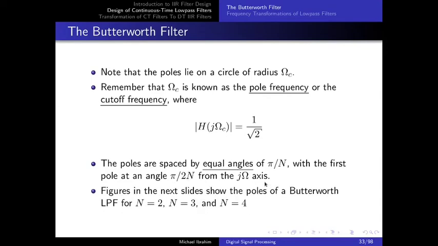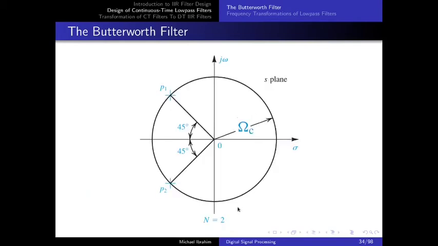The next few figures will show the position of the poles for a Butterworth low-pass filter for n equals 2, 3, and 4. For n equals 2, we have two poles, so the poles are separated by an angle pi over 2, which is 90 degrees. As you can see, pole 1 and pole 2 are complex conjugates of each other. So a circle with radius omega c, and the two poles are spaced by an angle pi over n, and the first pole is spaced from the j omega axis by an angle pi over 2n, which is 45 degrees or pi by 4.